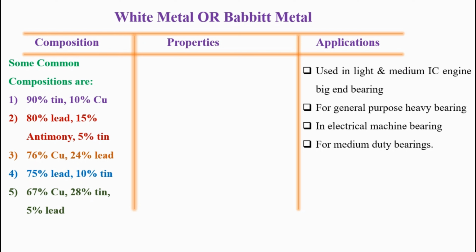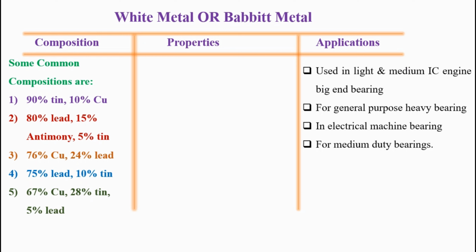In the examination you can write any one of these or any 2 of these, or if you remember 5 out of 5, then you can write all 5. So all these are the correct and latest updated compositions for white or Babbitt metal. Babbitt metal is also popularly known as white metal.